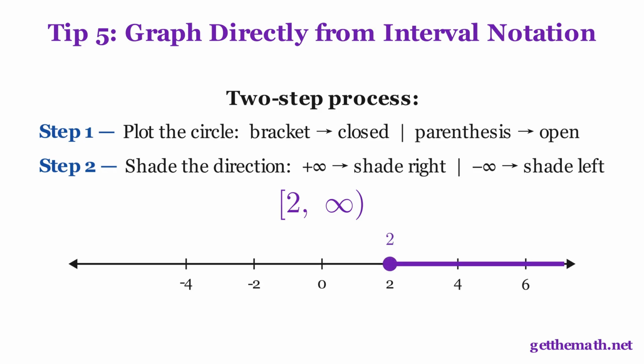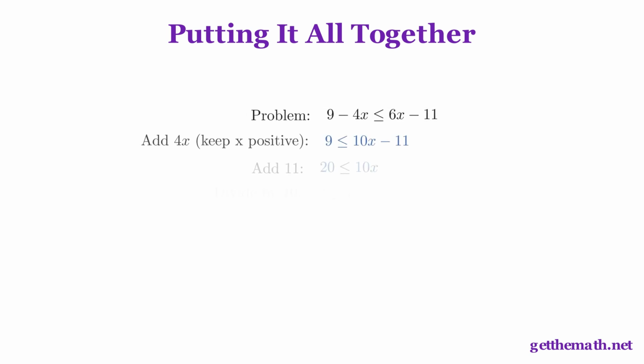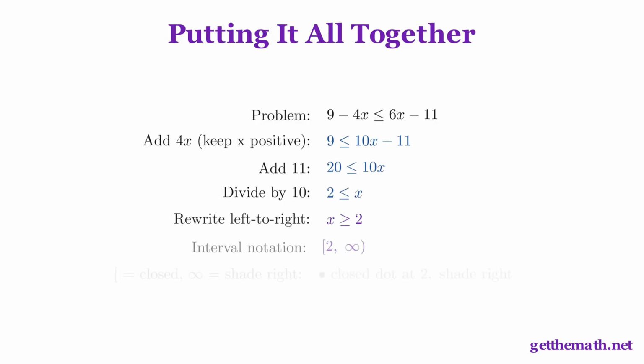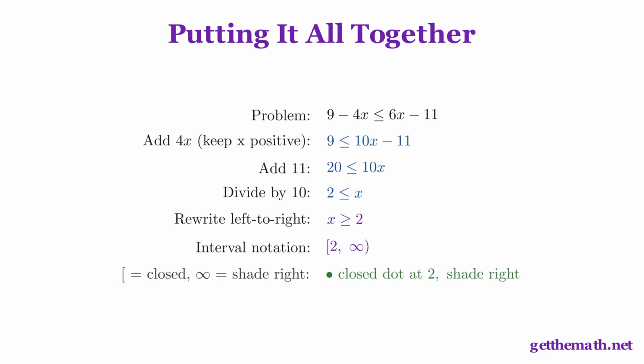Let's put it all together with a quick example. Solve 9 minus 4x is less than or equal to 6x minus 11. We move x to the right side by adding 4x, keeping the coefficient positive. 9 is less than or equal to 10x minus 11. Add 11. 20 is less than or equal to 10x.